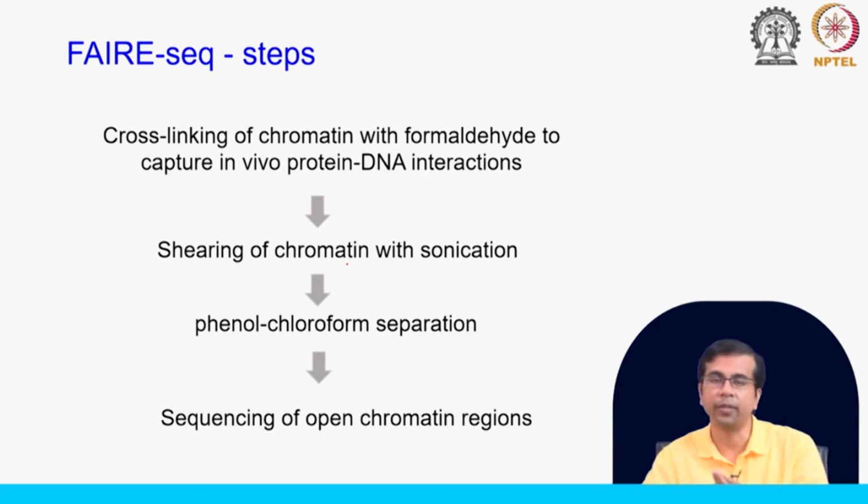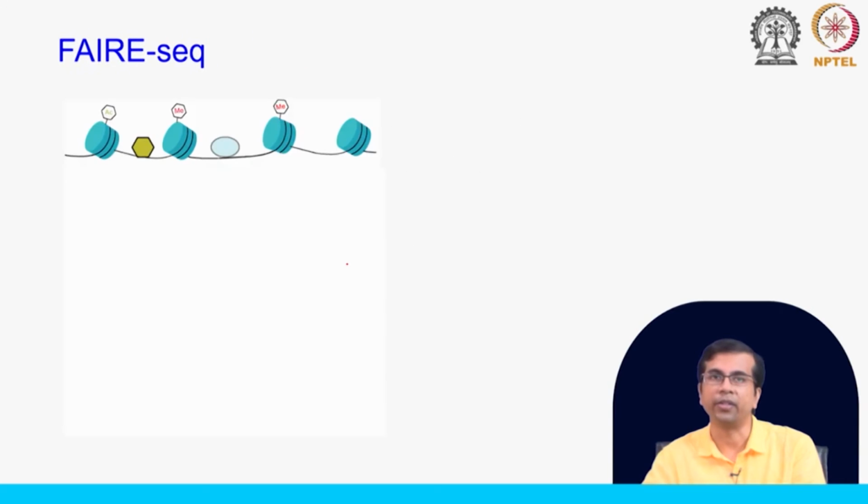Why do I say we will sequence open chromatin regions? Because when you do the phenol chloroform separation, if you take the aqueous layer, you will get the free DNA that is not bound by proteins, and once you isolate those DNA fragments and sequence, you will get the open chromatin regions.